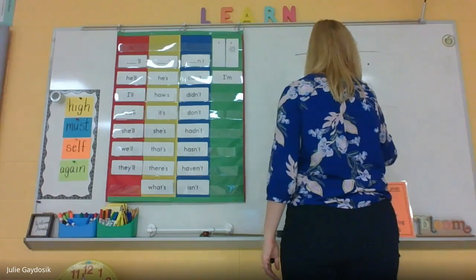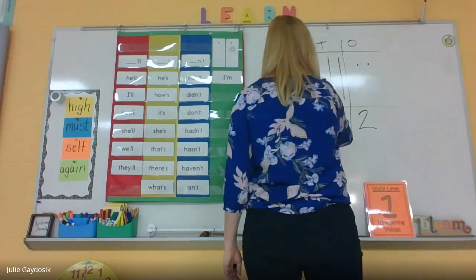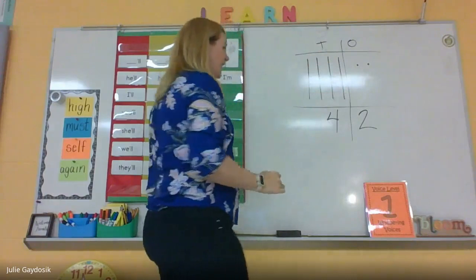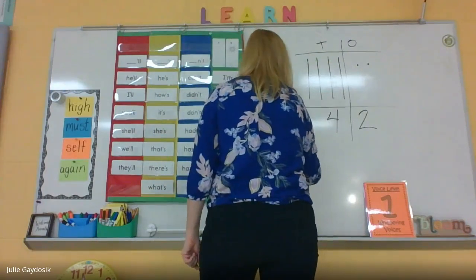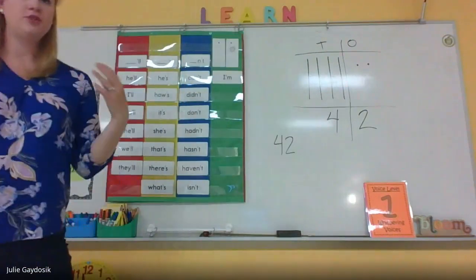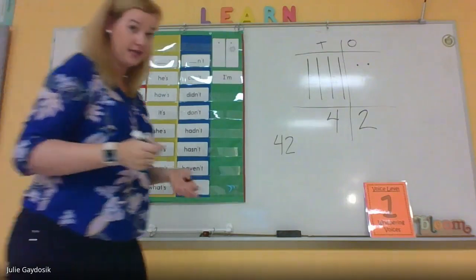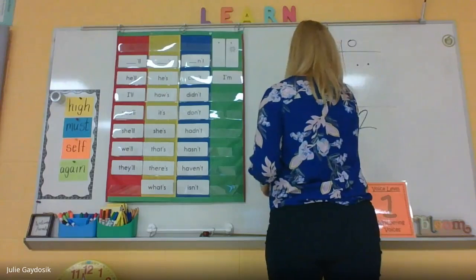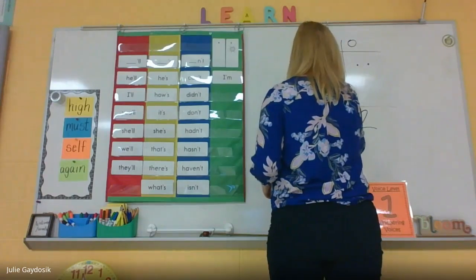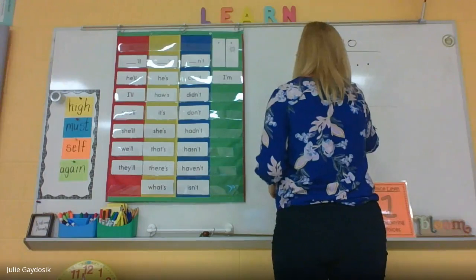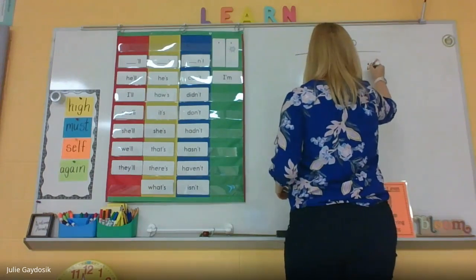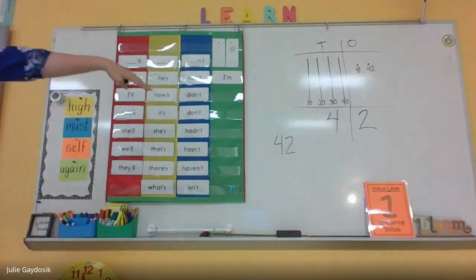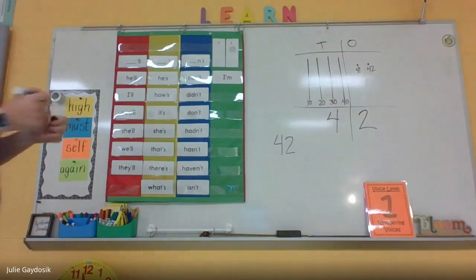Count my ones, count my tens, 1, 2, 3, 4. The value of those is 42. Now, a way to double check is to actually count the tens. So I'm actually going to count all of the base 10 blocks. 10, 20, 30, 40, 41, and 42. So I'm counting the base 10 blocks, okay, to double check 42.